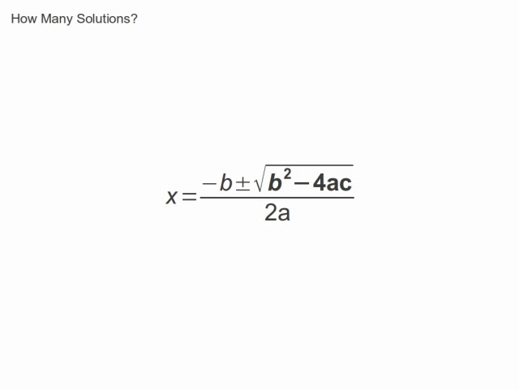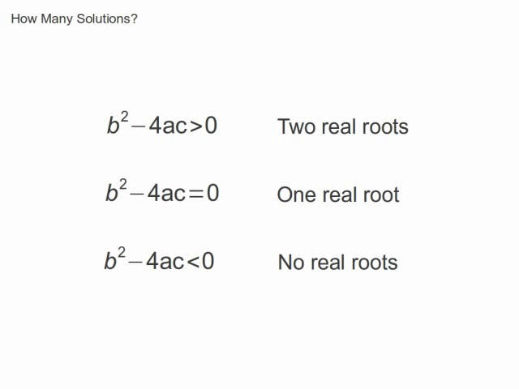The discriminant is the expression under the radical, or b squared minus 4ac. If the discriminant is positive, there are two real roots. If it is 0, there is one real root. If it is negative, there are no real roots, which makes sense since we can't take the square root of a negative number and get a real answer.